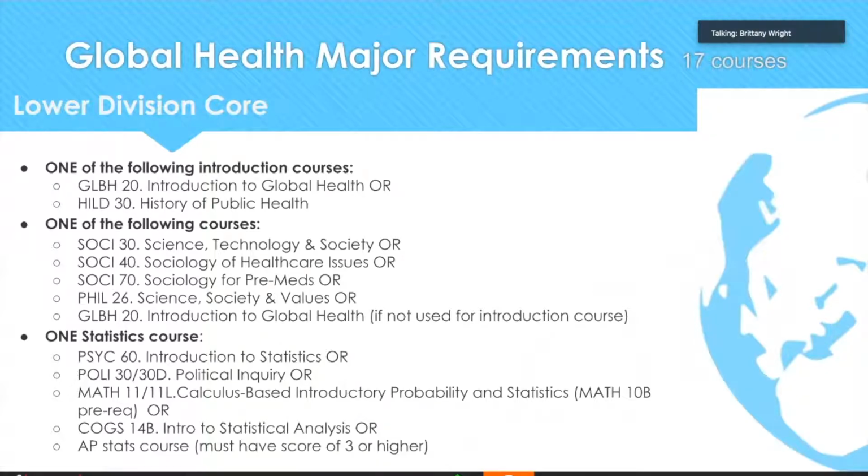We also have a stats requirement. So we have a few options here of stats that you can take. And if you received a 3 or higher in AP stats, you can use that to fulfill that requirement. If it's not automatically counting on your degree audit or given a UCSD equivalent, you can submit a petition to our department. And all of our course descriptions can be found online on the courses page.